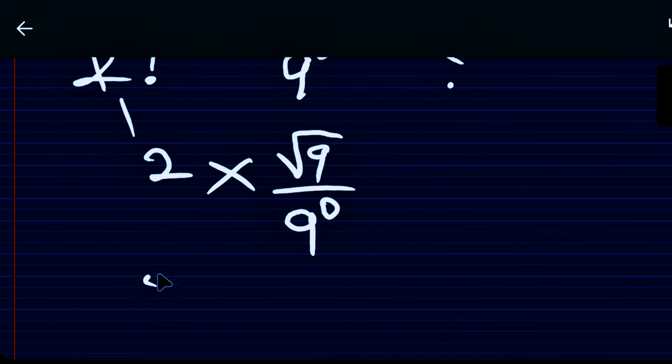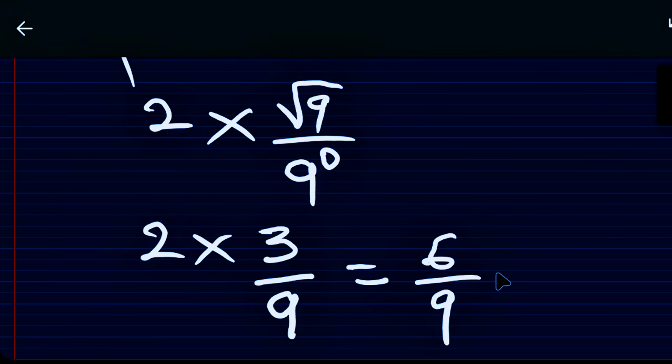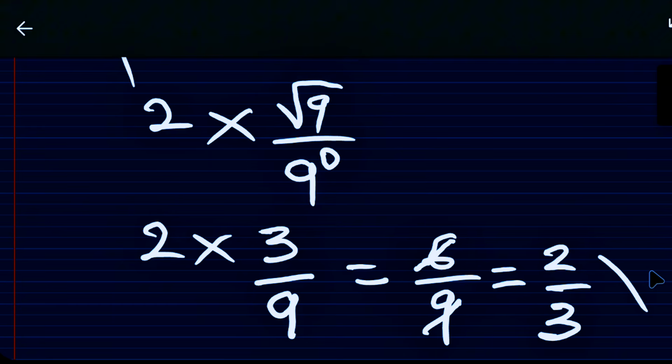So from here they wrote 2 multiplied by square root of 9 equals 3. Okay, then divide by 9. So they took this as what? 9. And this equals 2 multiplied by 3, and that is 6, divide by 9. Okay, which they later wrote as 3 divided 6 equals 2, and 3 divide 9 equals 3. But this is totally wrong.